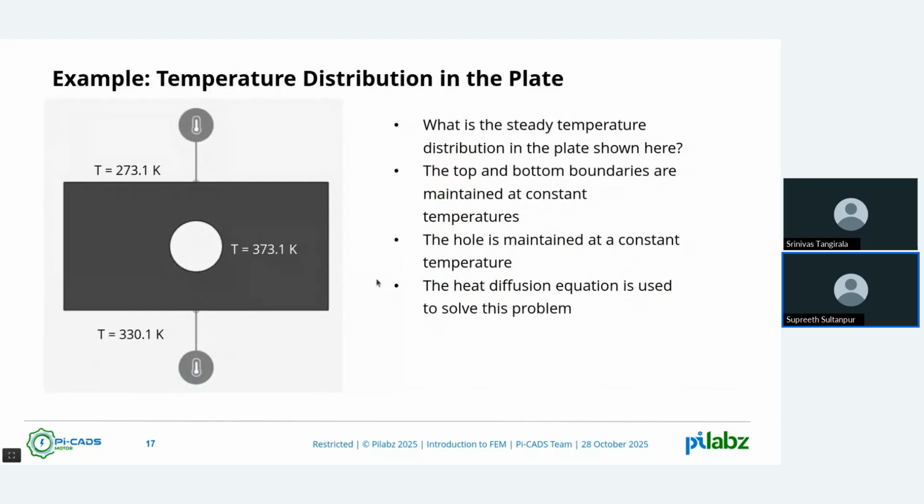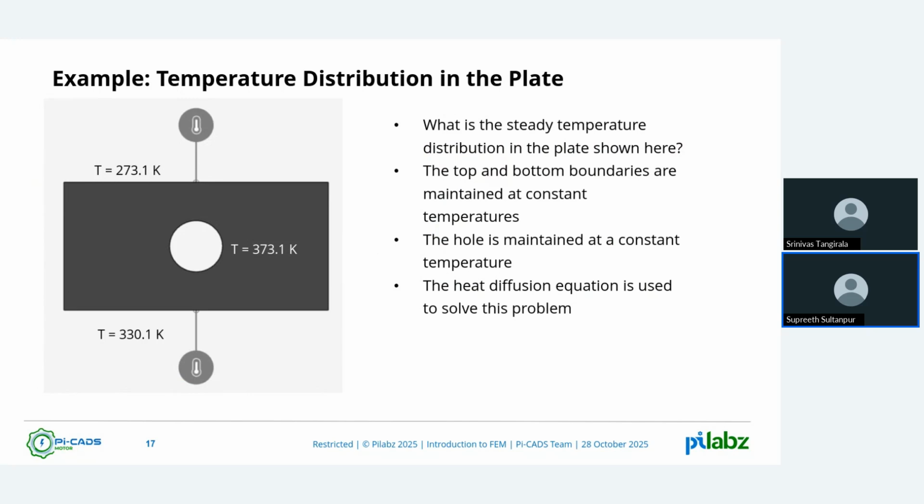So as another example, we'll look at what the temperature distribution will be in a plate with a hole, as I've shown here. For example, the top end of the plate is maintained at 0 degrees Celsius, and the bottom end is maintained at about 60 degrees, whereas the hole is maintained at about 100 degrees. So when you have a complicated problem like this, you can use FEM to solve it.